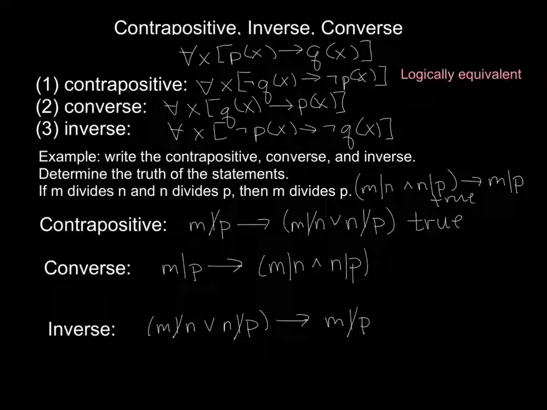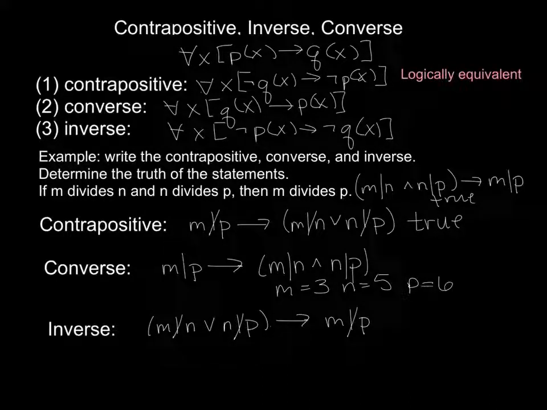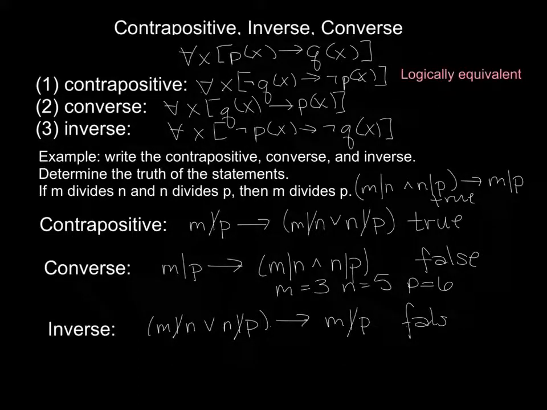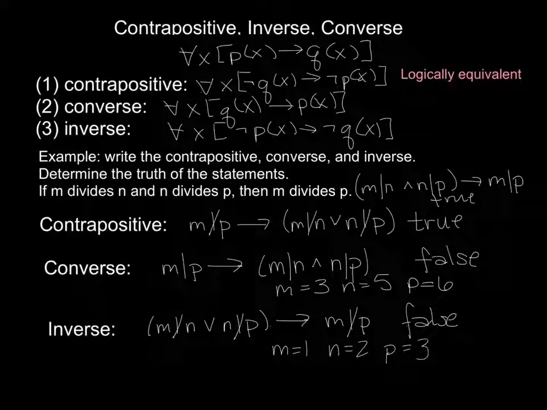this is actually false. And to show you why it's false, I'll give you an example. So let's say take m is equal to 3, n is equal to 5, and p is equal to 6. So here's a counterexample. So this statement is not true. And the inverse is also false, again by counterexample, with m equals 1, n equals 2, and p equals 3.